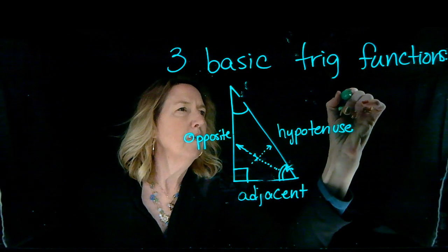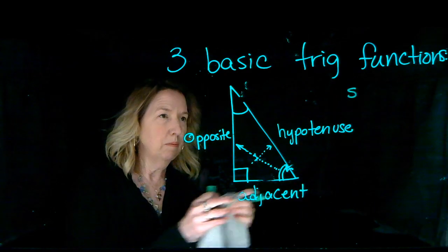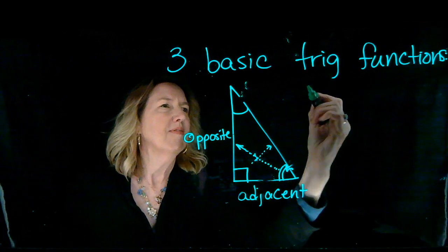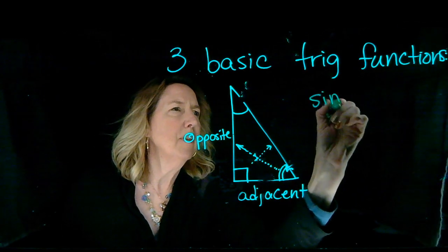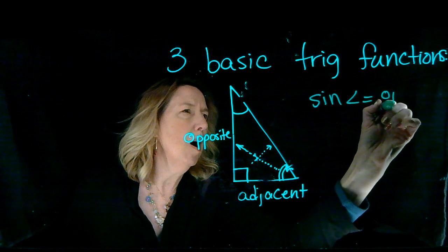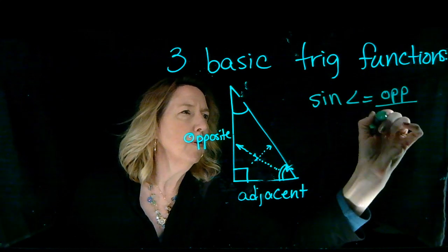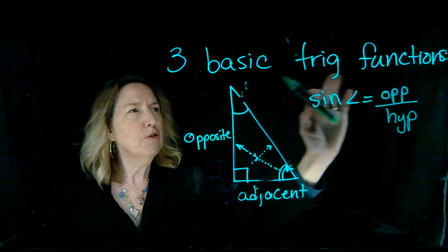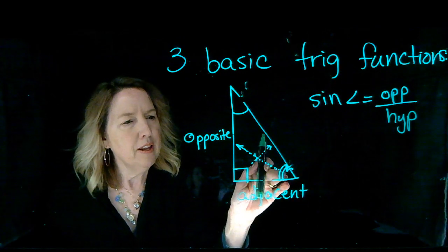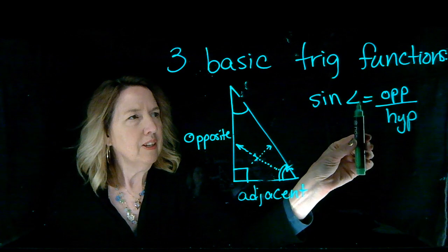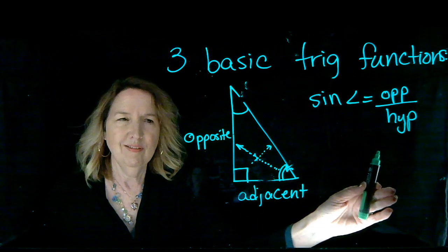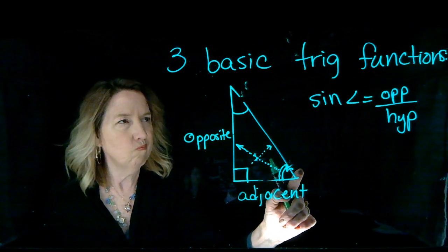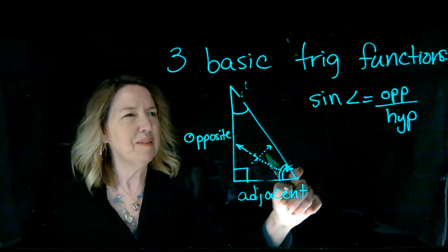All right, so we have the sine. In fact, let me make a little more space for you. Number 1, the sine. Opposite side over the hypotenuse. This trig function of the reference angle is equal to a ratio of the opposite side over the hypotenuse. You'll see more of that in a minute.